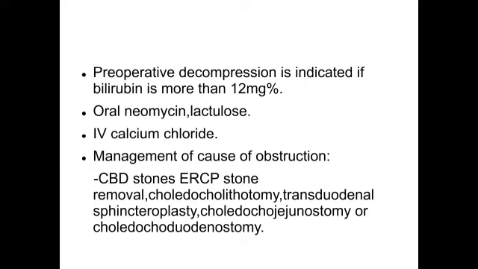Preoperative decompression is indicated if bilirubin is more than 12 mg%. Oral neomycin and lactulose is also given. IV calcium chloride is given. Management of cause of obstruction. CBD stones is there, ERCP done, removal, choledocholithotomy also you can remove, transduodenal sphincteroplasty and choledochojejunostomy or choledochoduodenostomy.